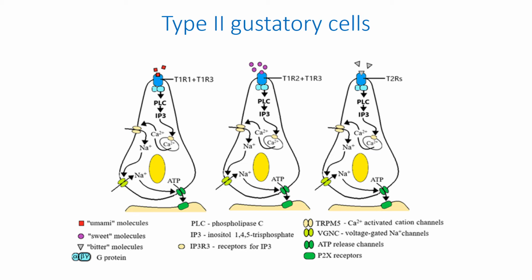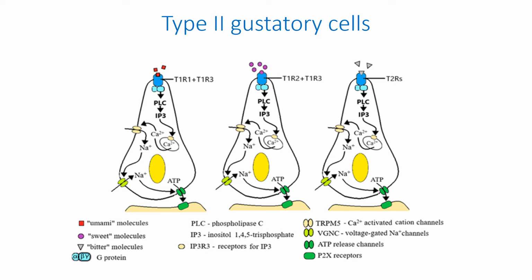The umami receptor responds to all L-amino acids in rodents, but only to L-glutamate in humans. The family of the bitter taste T2 receptors consists of about 30 members. Some of them are narrowly tuned, others respond to many bitter compounds. T1 and T2 receptors activate similar transduction cascades in different subsets of type 2 cells.